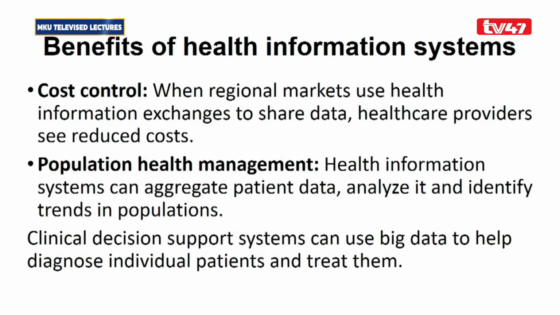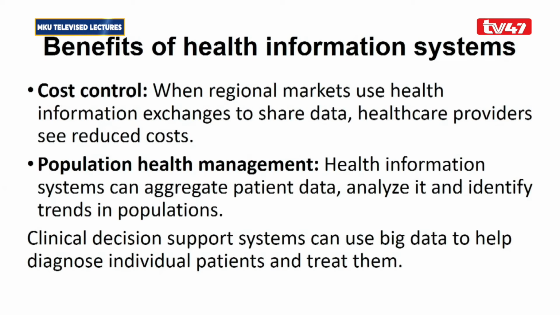Then we have population health management. Health information systems can aggregate patient data, analyze it, and even identify trends in the population. So with that system that we are using to process our information, we are able to predict some things. We are able to see trends and so on.